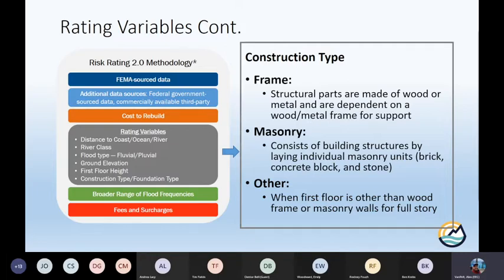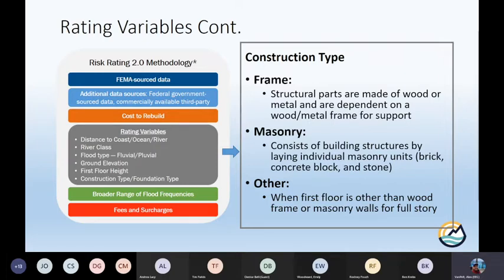The big thing, though, is if you have a building that is held up by wood or metal frame and has a brick veneer, it's still going to be considered a frame. That's the primary construction type. Whereas a commercial building that's using those 8 by 8 by 16-inch concrete blocks is going to be a masonry type.